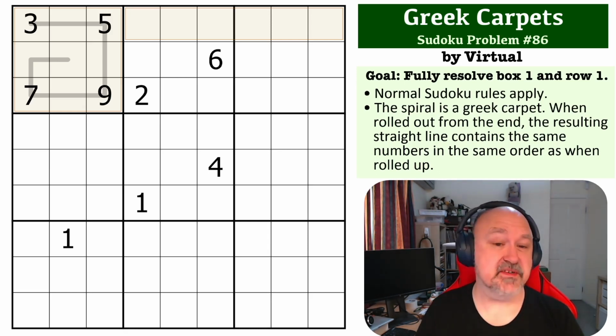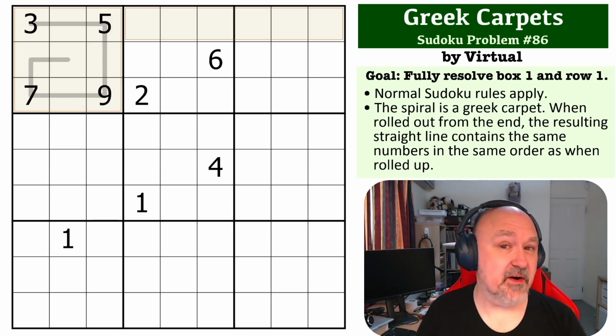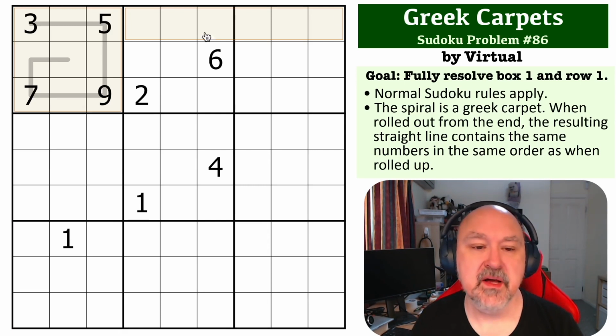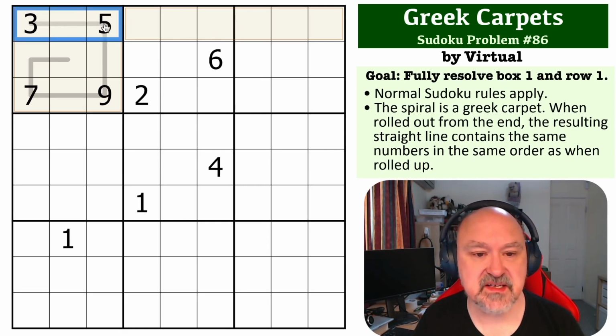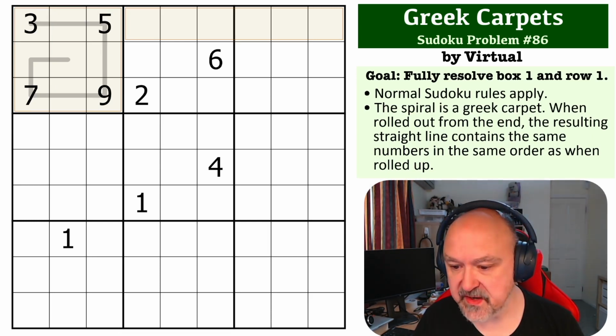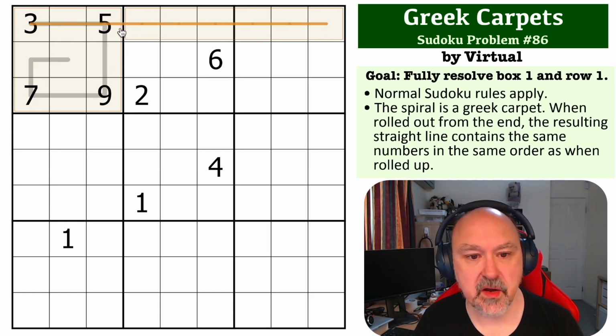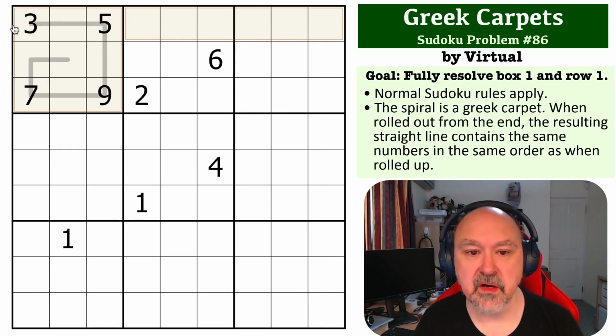Okay, the reason I paused is I was told this one was really easy, so I didn't actually prepare for this, which I normally do for these. So what this means is this line in box one, when you unroll it, and I'm going to use the pen tool, if I was to unroll this carpet, let's do it in orange, the line in box one, if I was to curl it around, would be exactly the same digits.